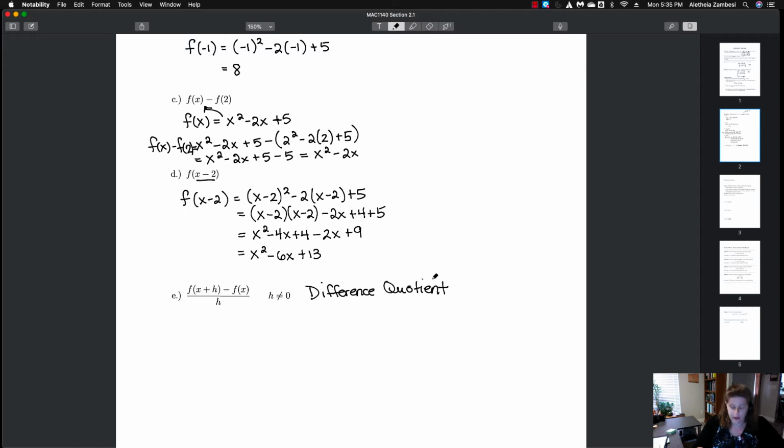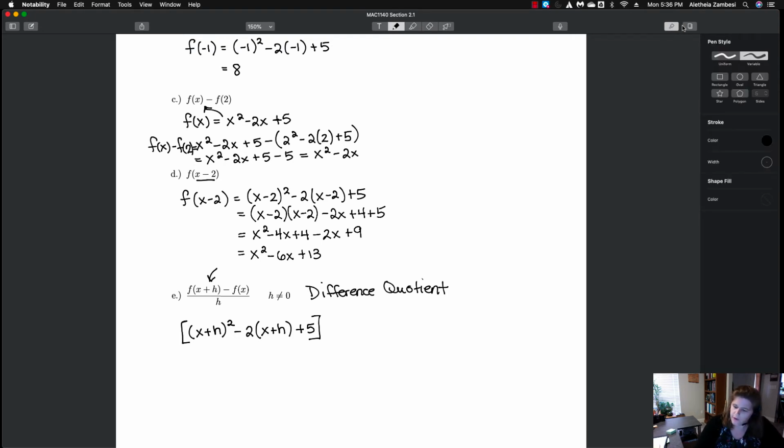Now, in order to do that, what we do first is we plug x plus h into our function. So the f of x plus h piece is going to equal x plus h squared for x squared. And then we're subtracting 2x, so 2 times x plus h. And then plus 5. This piece here is our f of x plus h.